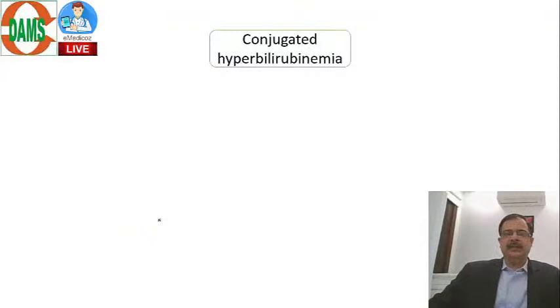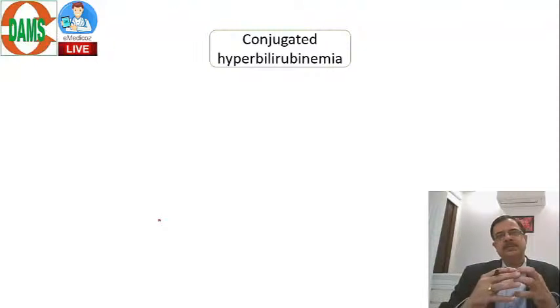Now next, the patient is giving a history of jaundice. Urine contains bilirubin. That means urine will be dark colored, or very high colored urine will be there. So conjugated high bilirubinemia. In kernicterus, how does unconjugated bilirubin cross the blood-brain barrier? Because it is immature.